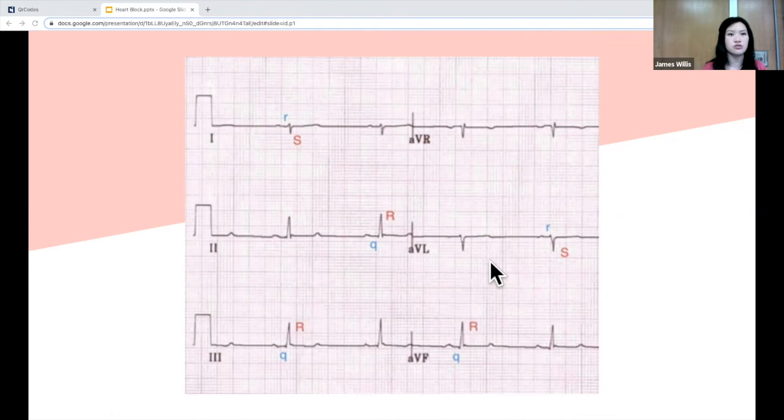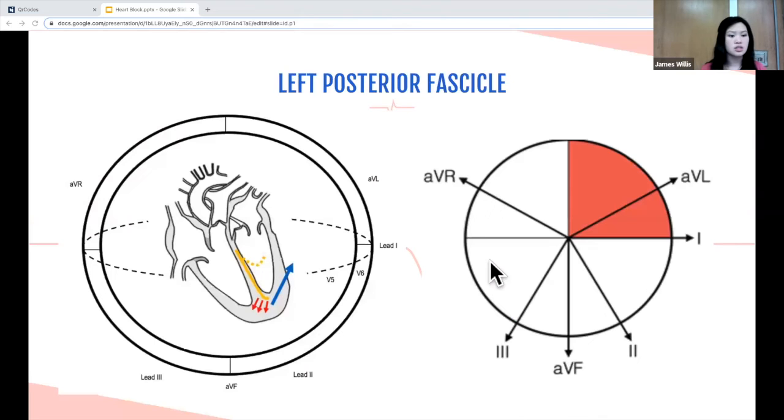This is what the anterior fascicle is supposed to do. Basically, the posterior fascicle does the opposite. This one inserts at the endocardial, right? At the bottom of the left ventricle, it goes down into here and then out. So basically it looks like a right axis deviation.